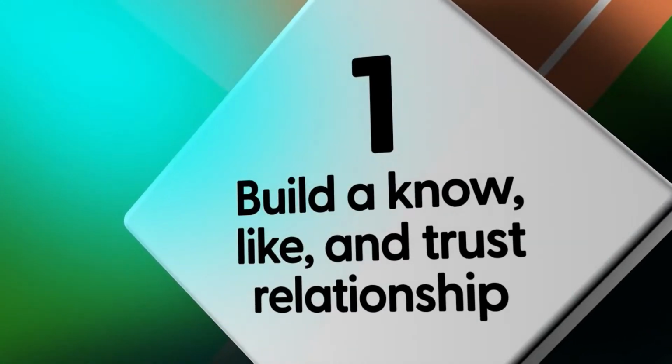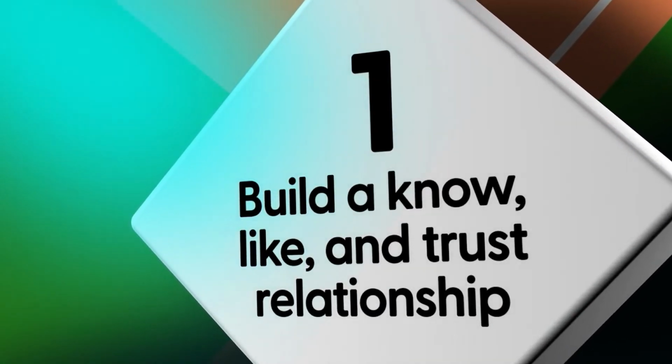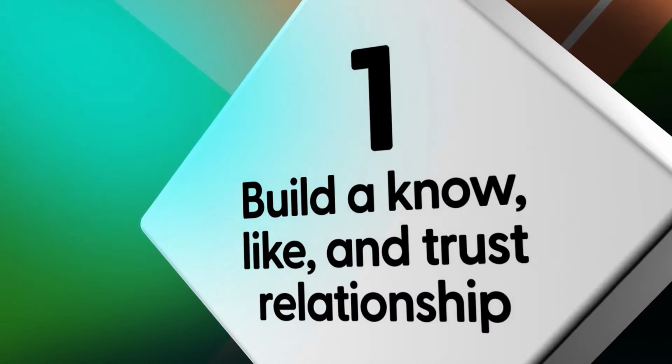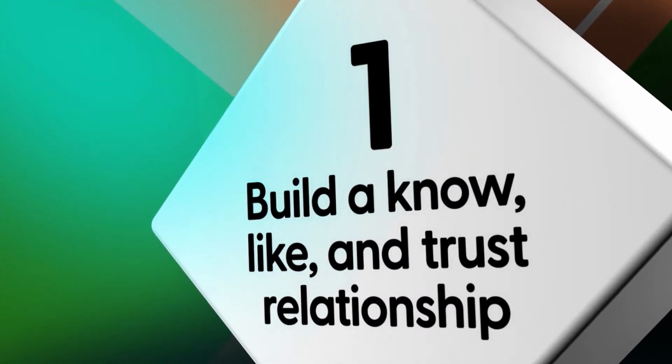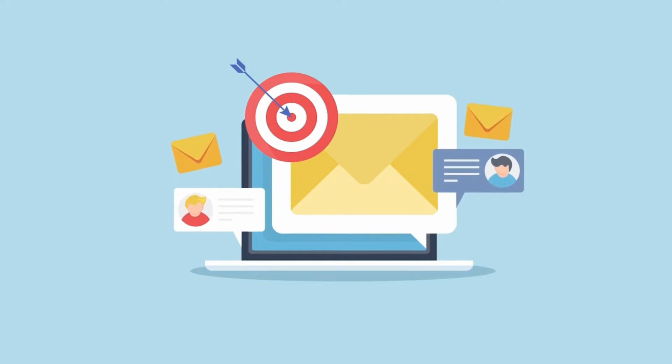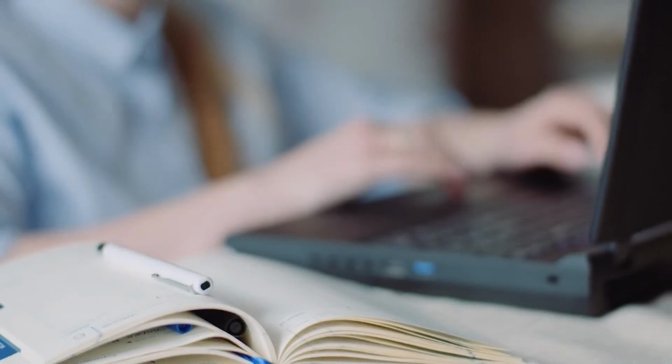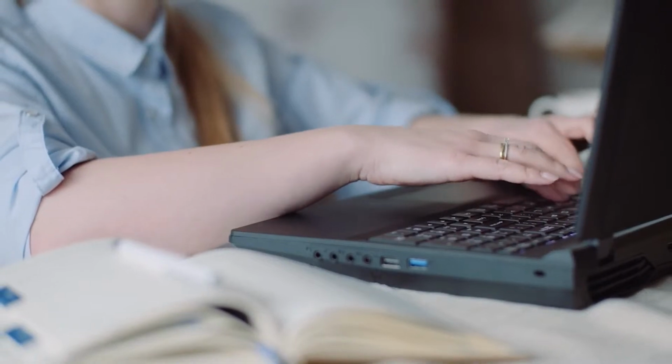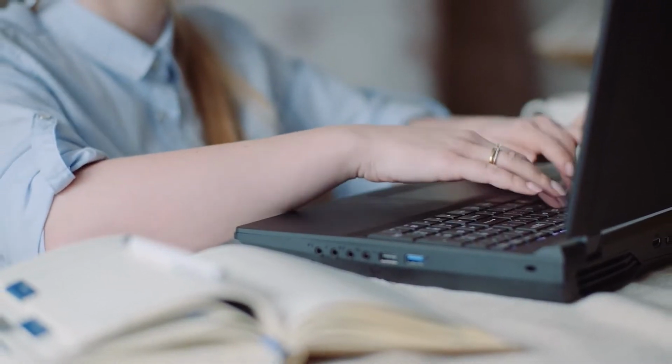1. Build a know, like, and trust relationship. It all starts with getting people to know who you are. Focus on developing a target industry and vertical to develop expertise in. Write articles around the challenges in their industry, not what tools or solutions you provide to them or just technical problems, but real-world business problems their industry faces.